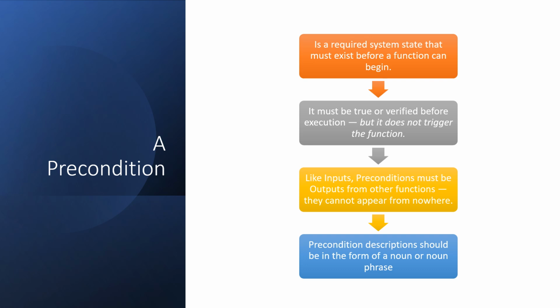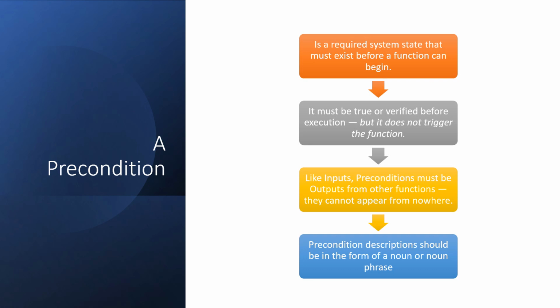Precondition. A precondition is a required system state that must exist before a function can begin. It must be true or verified before execution. But be careful, it does not trigger that function. In contrast, an input both provides information and material that can activate the function. A precondition doesn't.